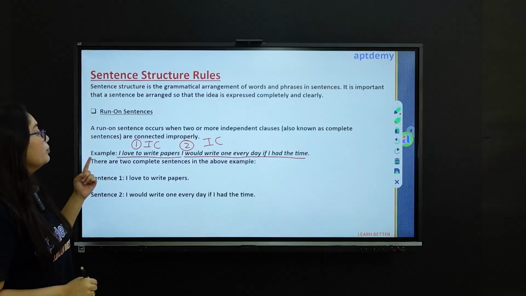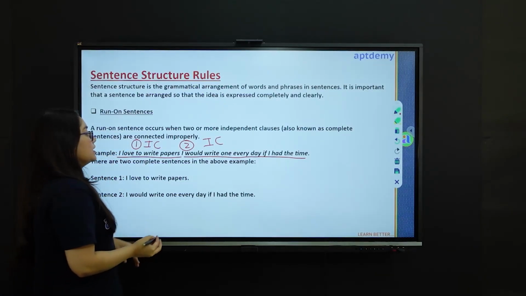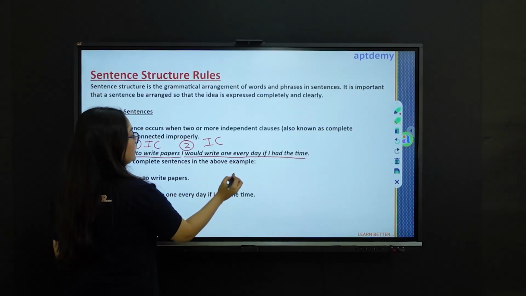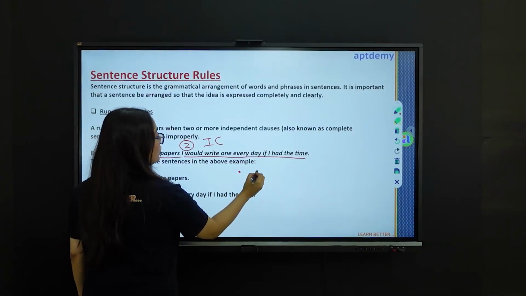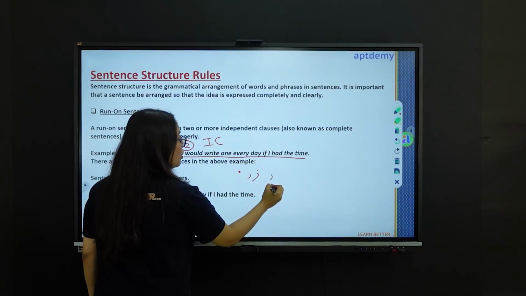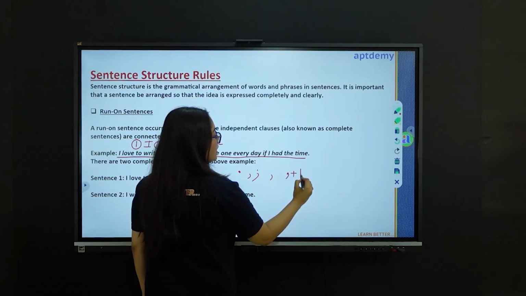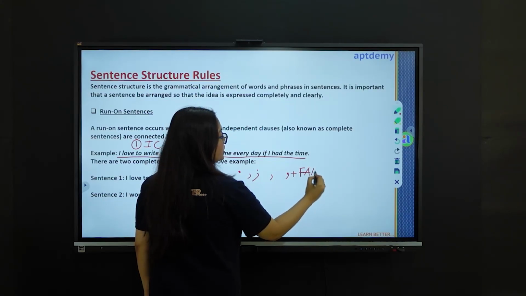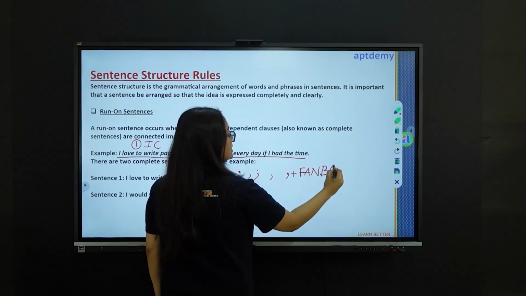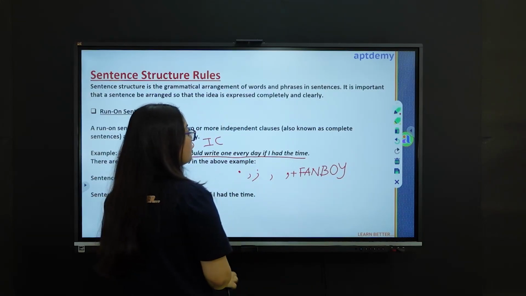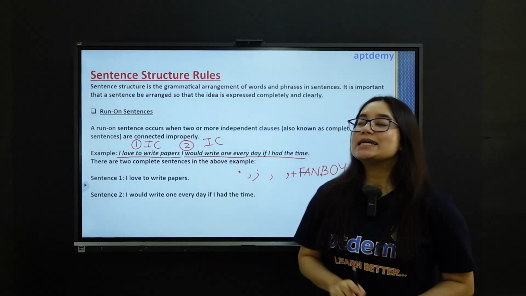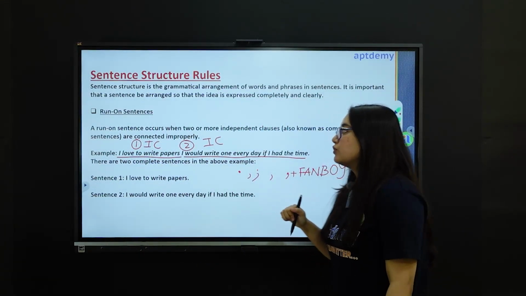In order to make this correct, what we could have done is put either a period or a semicolon, or we could have put a comma plus a FANBOY. So anytime two ICs are joined together with improper punctuation, the resultant is known as a run-on sentence.